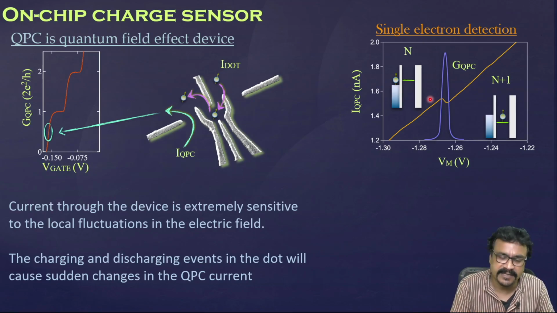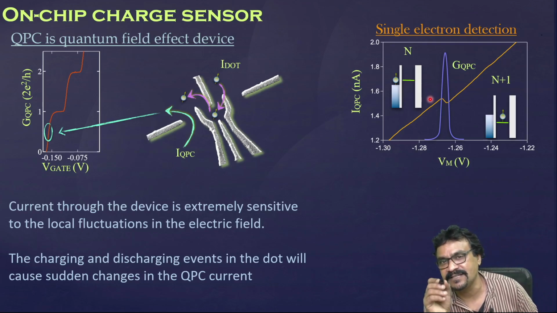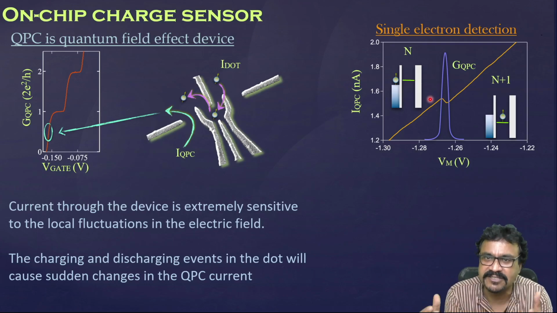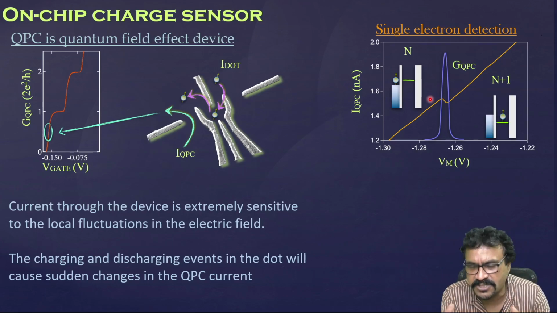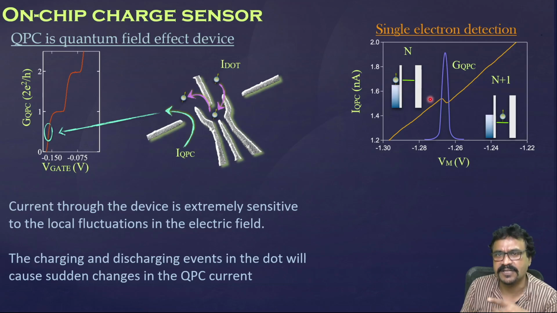This is one of the DiVincenzo criteria, whether you are able to read out the state or not. But remember, this is a charge sensor, not a spin sensor, and our state is a spin state. I will get into detail on how you sense a spin through charge. There is a mechanism, spin-to-charge conversion, which we will discuss maybe in this lecture or the next.